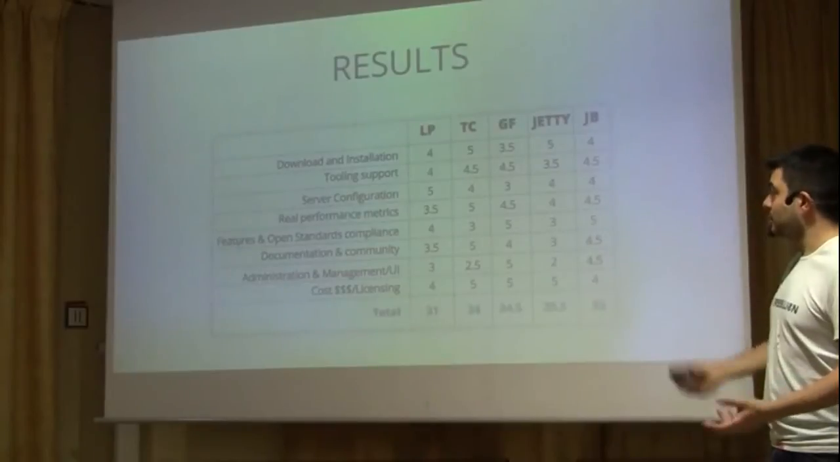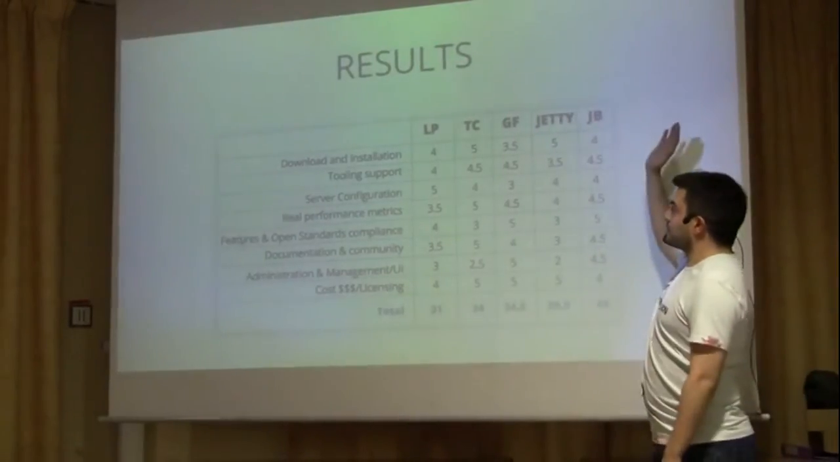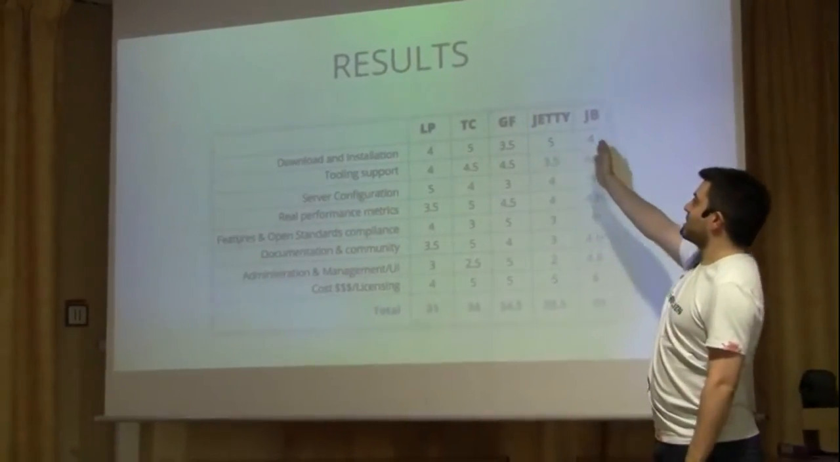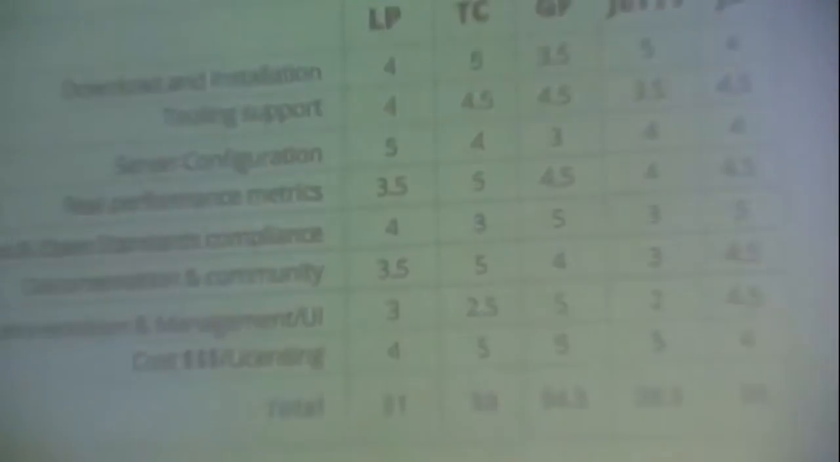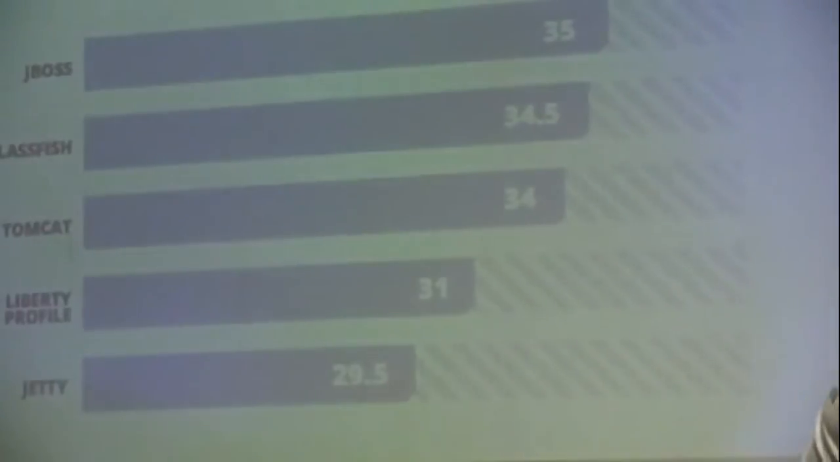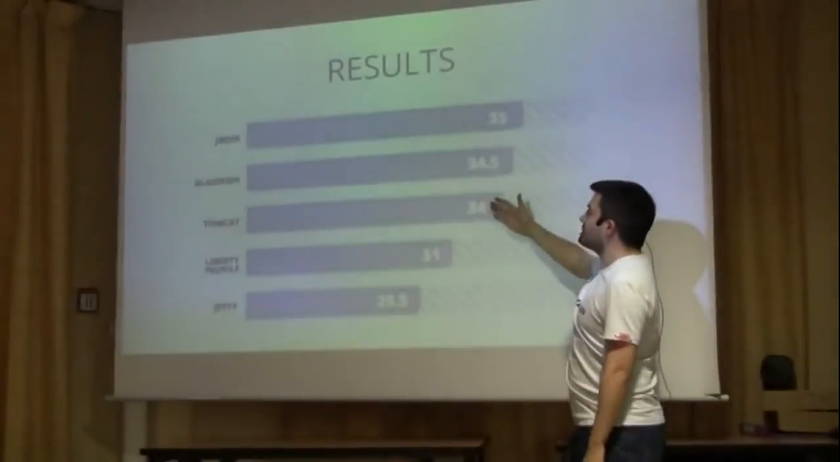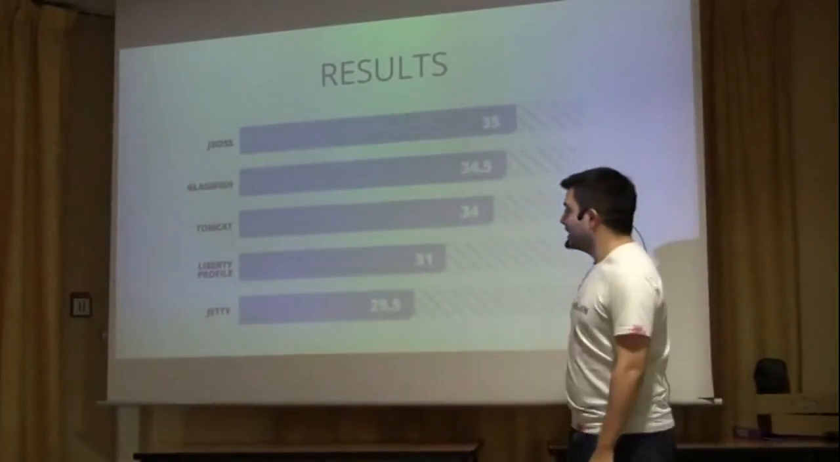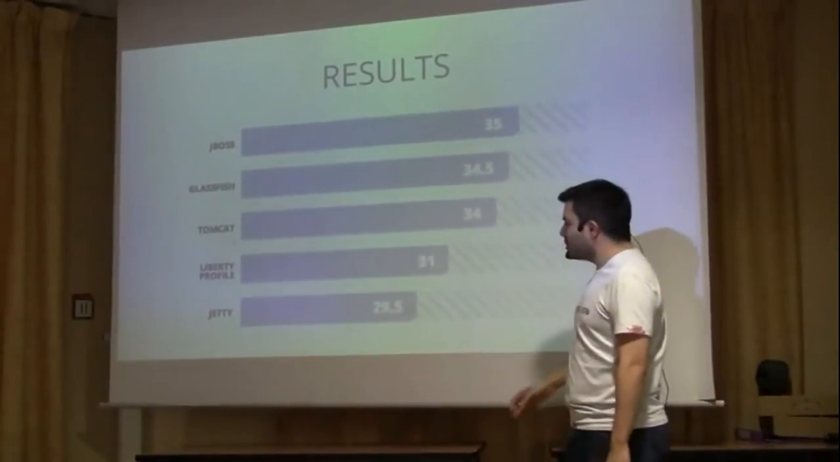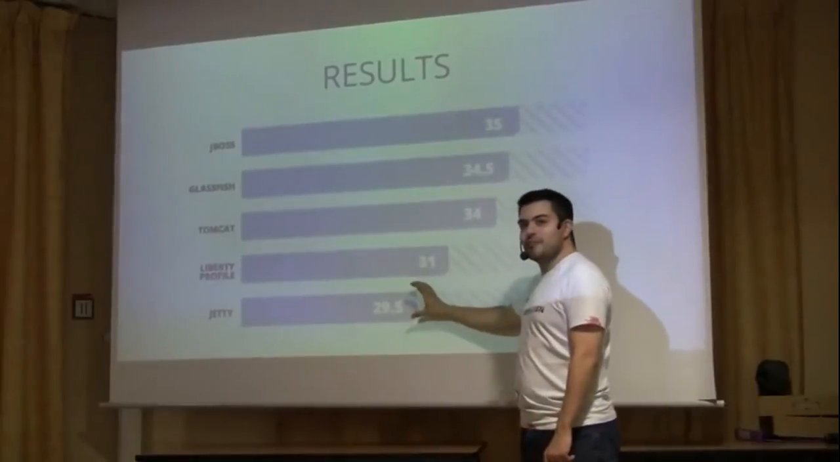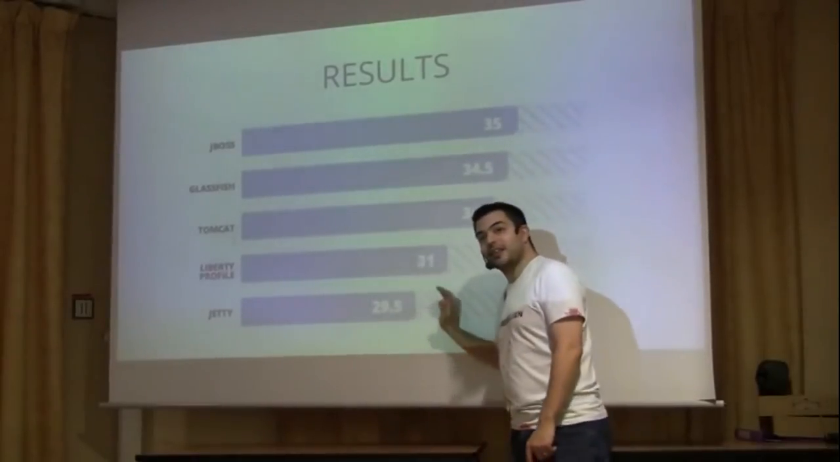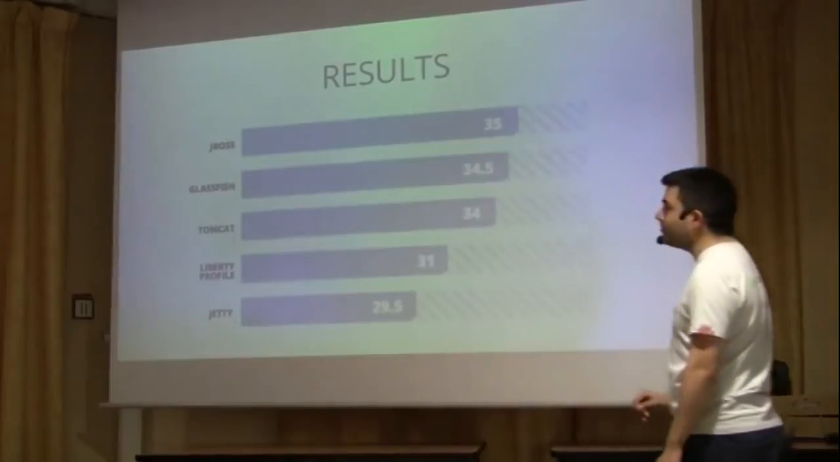So the results. These are all the results. Liberty Profile, Tomcat, GlassFish, Jetty, JBoss. We add them all up, we total them here, we draw a pretty graph. JBoss, GlassFish and Tomcat, very, very close. Liberty Profile, not quite there yet. Jetty, really, really surprising that it's dropped that low.